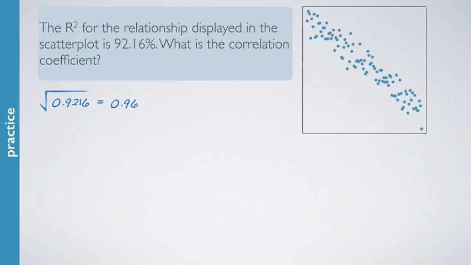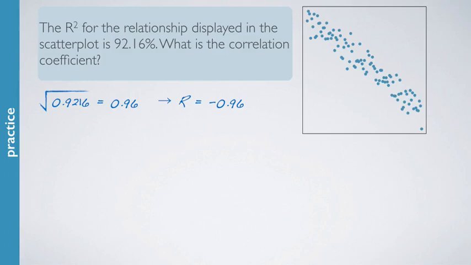But could this be the correlation coefficient for this relationship? The answer is no, because there is clearly a negative relationship between these two variables. Therefore, the correct correlation coefficient would be negative 0.96. Remember, if you square negative 0.96, you're still going to get positive 0.9216.